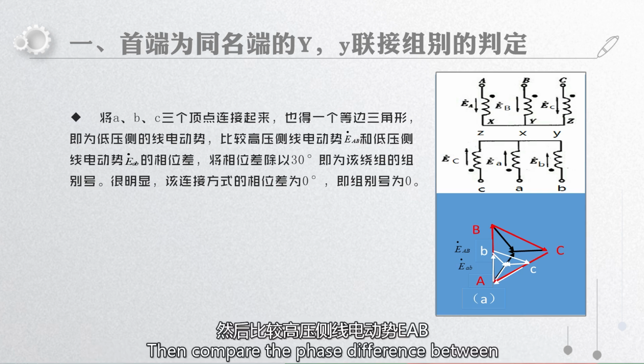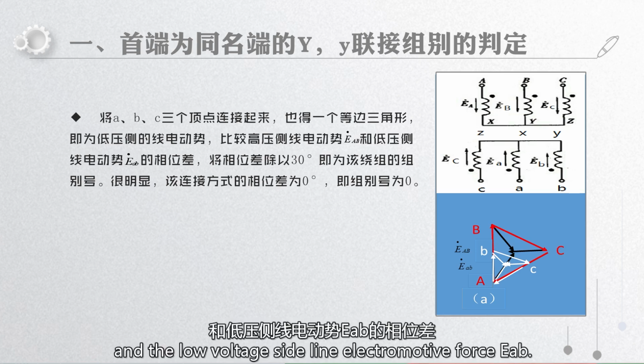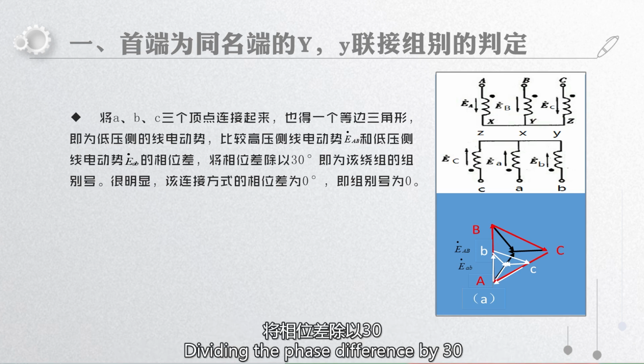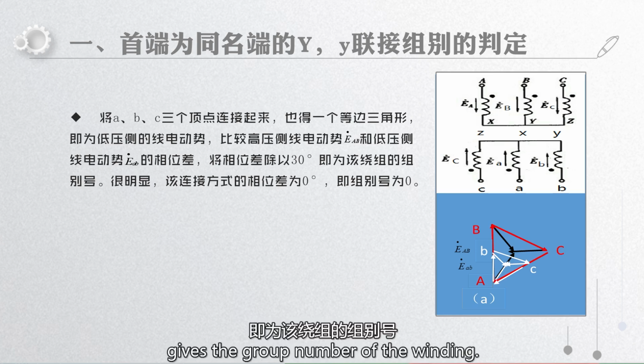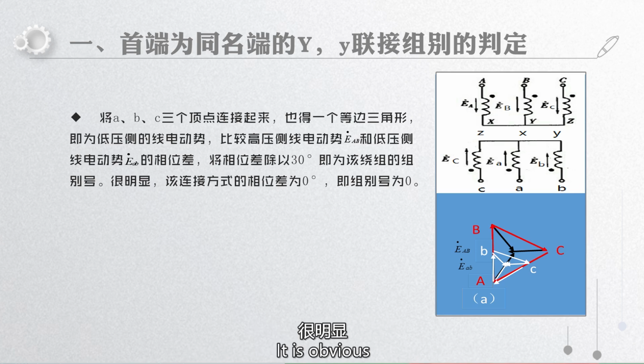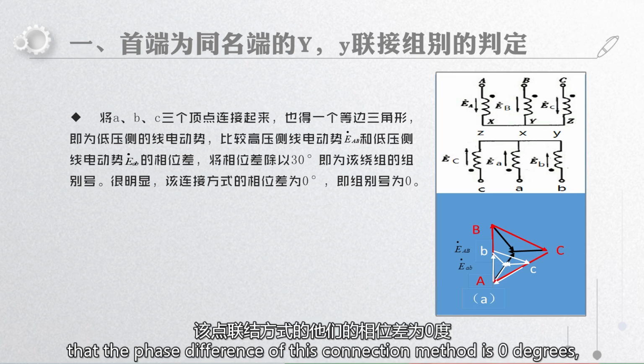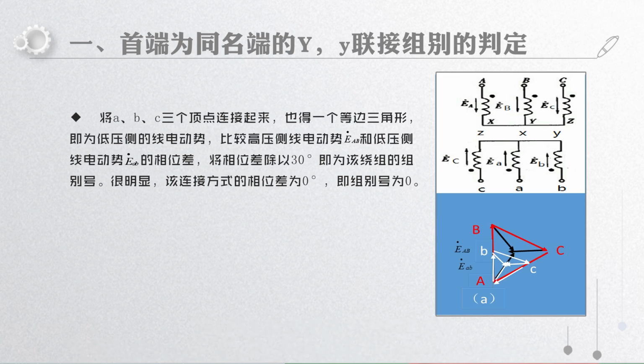Then, compare the phase difference between the high voltage side line electromotive force EAB and the low voltage side line electromotive force Eab. Dividing the phase difference by 30 gives the group number of the winding. It is obvious that the phase difference of this connection method is 0 degrees. So, the group number is 0.